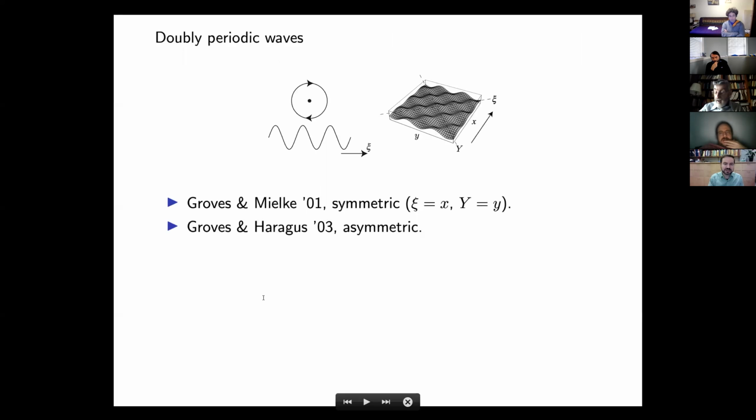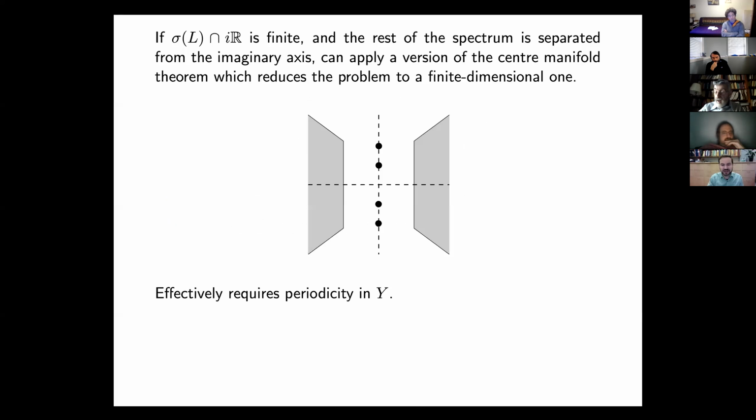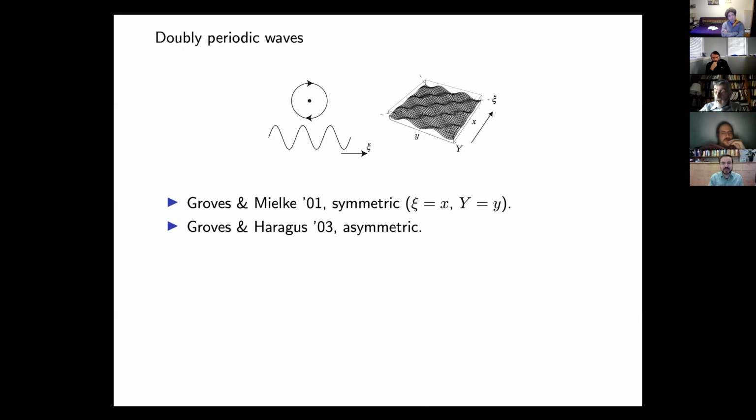Okay, but still, you have this other direction to play with. So the behavior in the C direction, the evolution direction, you're free to choose as you like. And so in particular, you can construct doubly periodic waves. This was first done by Groves and Mielke around the same time as Craig and Nichols. So they considered a symmetric case again, like in Reeder and Schimbrot.